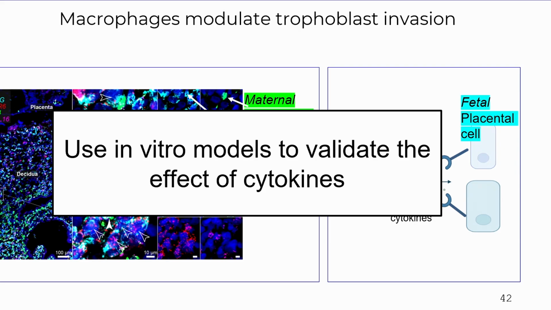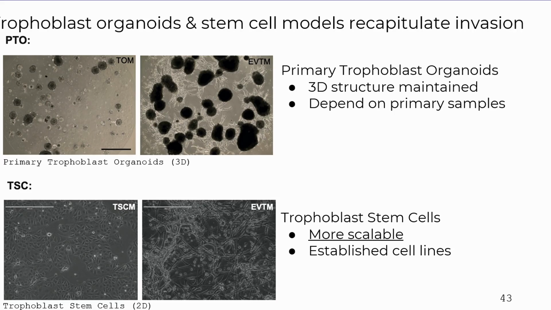And first, let me introduce a bit of the different models that exist for this. So one is primary trophoblast organoids, which form 3D structures. The problem is that they are primary derived, so you depend on first trimester samples. And the others are trophoblast stem cells, which are more scalable because they are derived from established cell lines. But what is cool about both systems is that if you change the media, then you can see this epithelial-mesenchymal transition and this invasion happening. So we wanted to know which model is better recapitulating the invasion, which is what we wanted to validate in this case.